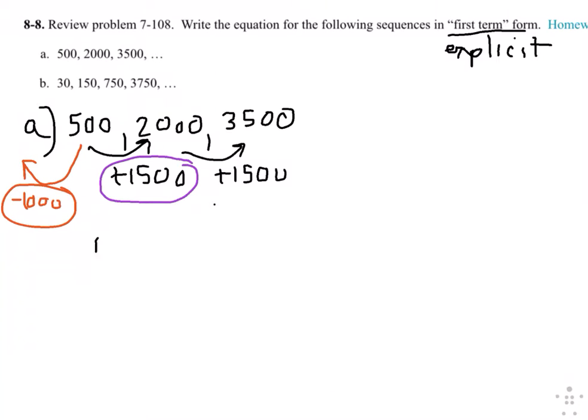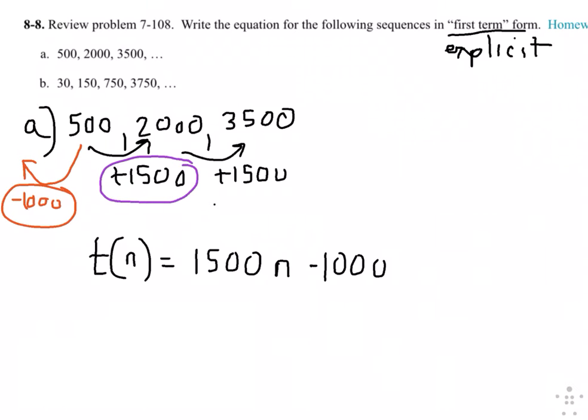So I could write T of n equals 1,500 n minus 1,000, right? 1,500 n minus 1,000.